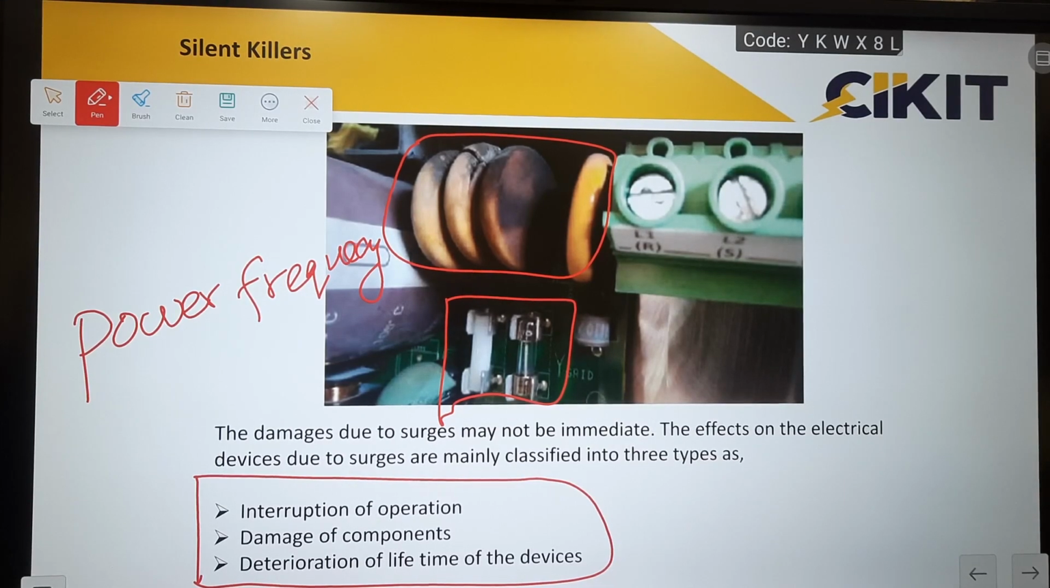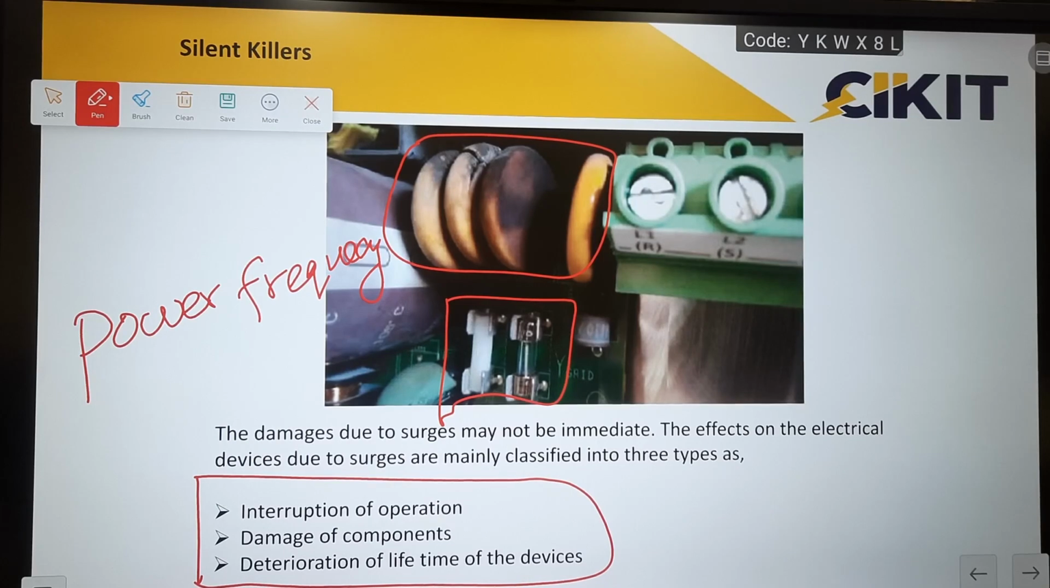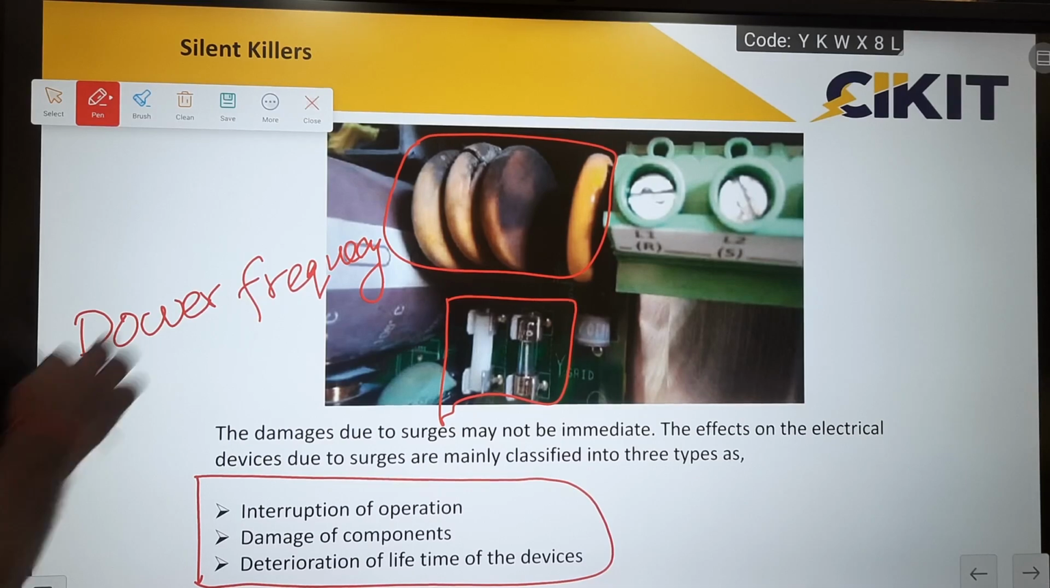But if surges of lower magnitude keep coming continuously, the lifetime of the equipment will get reduced. For example, if an electronic device has a lifetime of 5 years, because of these continuous surges its lifetime may get reduced from 5 years to 4 years. That is considered deterioration of lifetime. If the magnitude of surges is much lower, we cannot observe the failure of electronic components, so these surges are considered silent killers of our electronic devices.